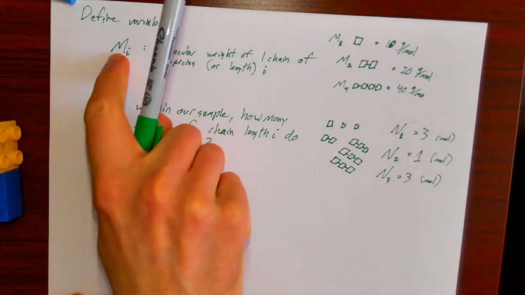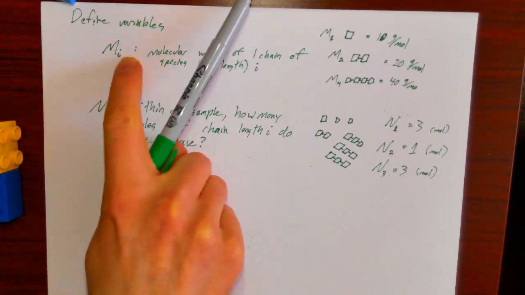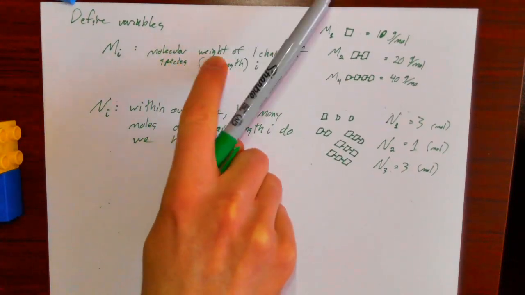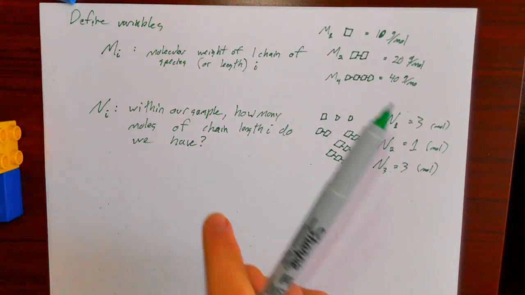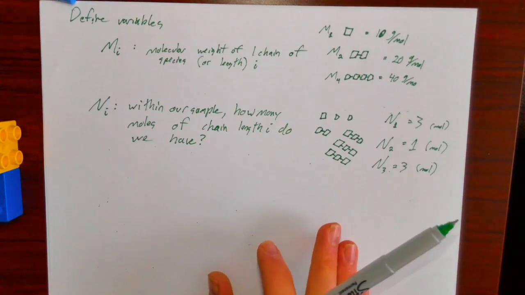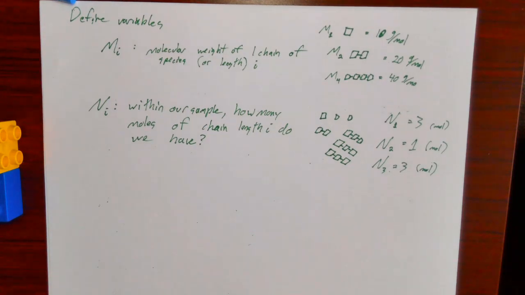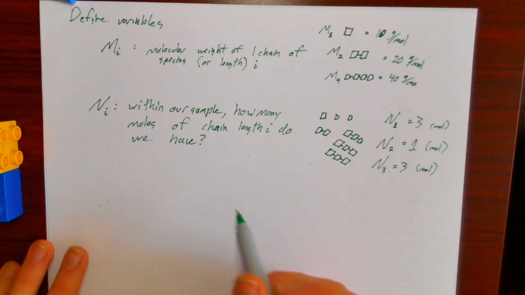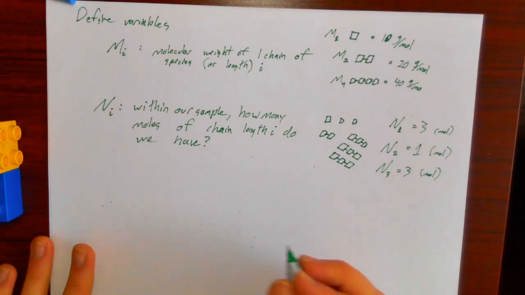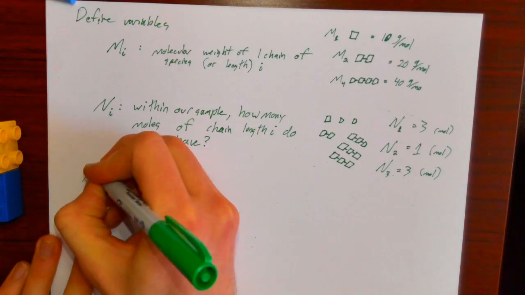So M sub I is how big each chain can be in terms of its grams per mole. N sub I is how abundant each type of chain is. So those are some intermediate definitions that are useful in our overall definitions.